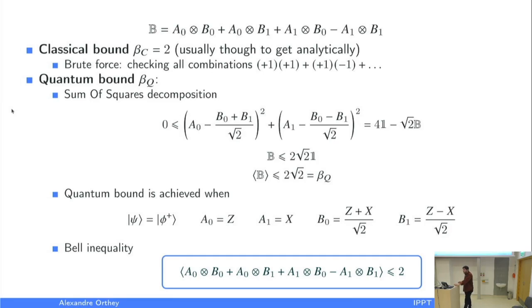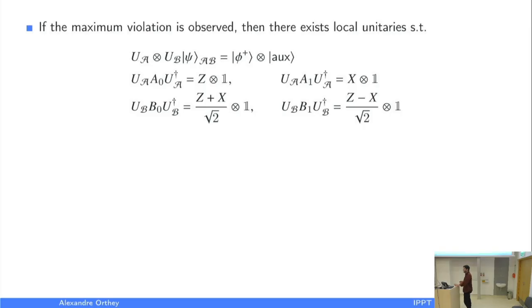So this quantum bound is going to be achieved only when you have the state phi plus, and the measurements that Alice and Bob are performing need to be these ones. And this is your Bell inequality, up to local unitaries. Now, if the maximum violation is observed, then there must exist local unitaries that, when you apply them to the state, are going to give you the phi plus state, and the measurements need to give you z, x for Alice, and z plus x and z minus x for Bob.